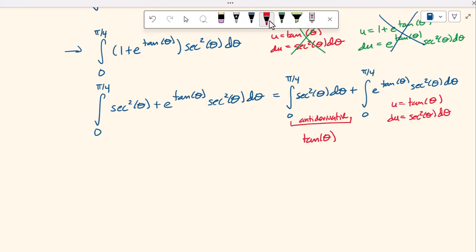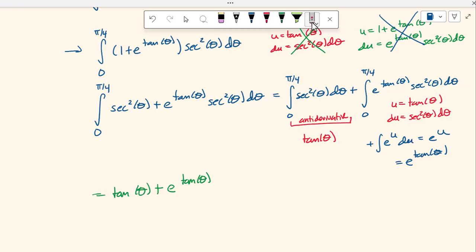So when I rewrite that one, that's going to look like the integral of e to the u du, which integrates to e to the u, which is just e to the tan theta. So that worked good. Now let's regroup here. Kind of have a little mess going on. I have this tan theta from this piece, and then I have this e to the tan theta from this piece. And I need to evaluate this from 0 to pi over 4. So we'll do our upper and lower.